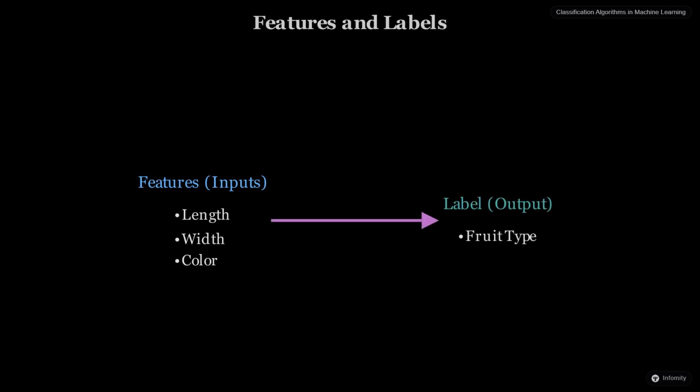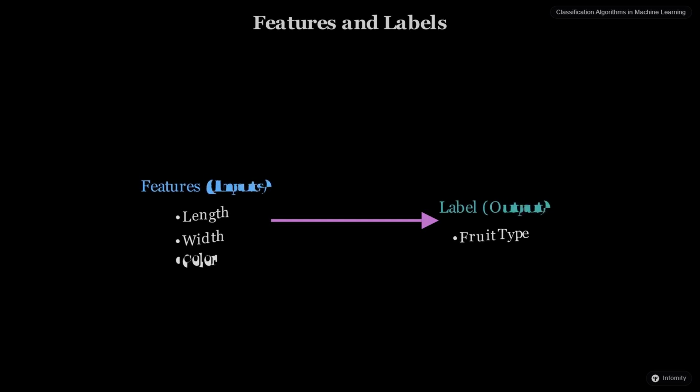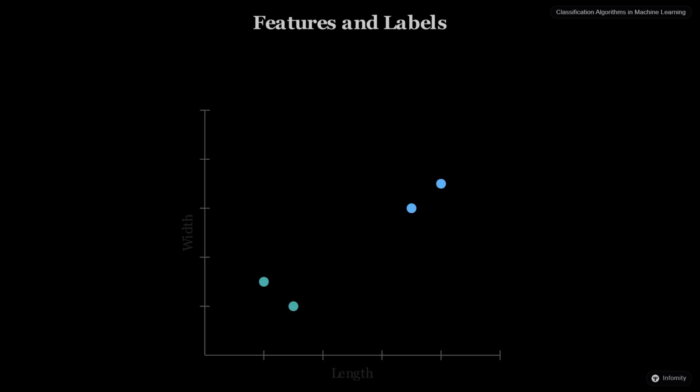To classify anything, we need data. This data is composed of two main parts: features and labels. Features are the input variables or characteristics that describe each data point. For example, if we are classifying fruits, features might include their length, width, and color. The label, on the other hand, is the output variable, which is the category or class we want to predict. In our fruit example, the label would be the type of fruit itself, such as apple or banana. Classification algorithms learn to map these input features to their corresponding output labels.